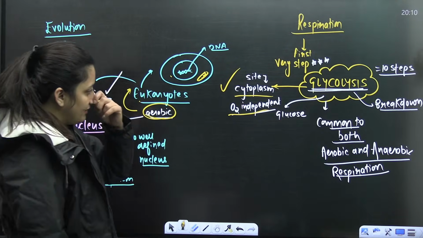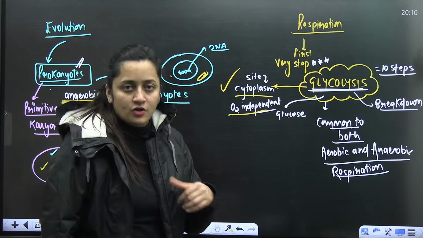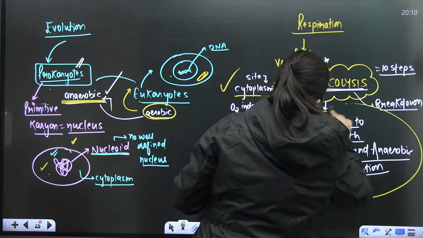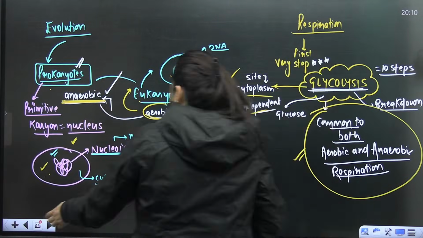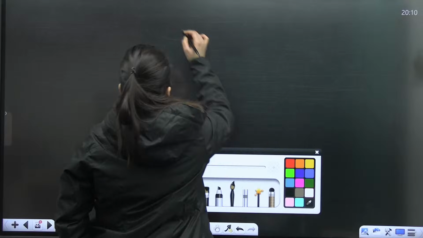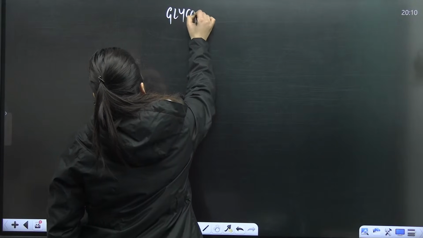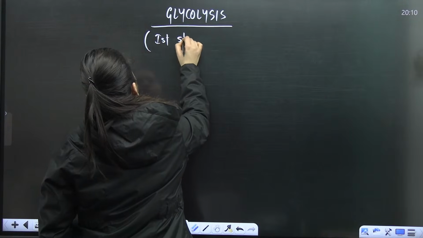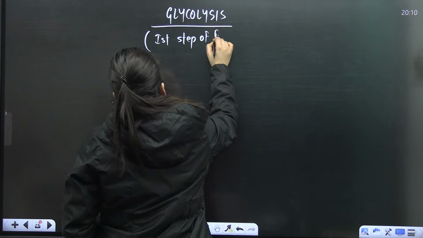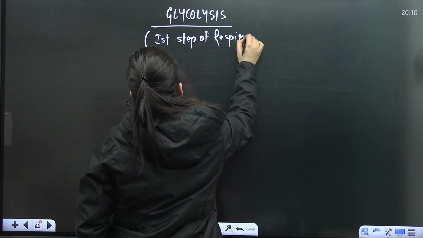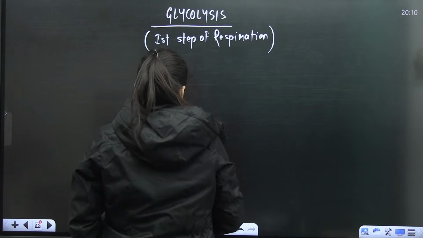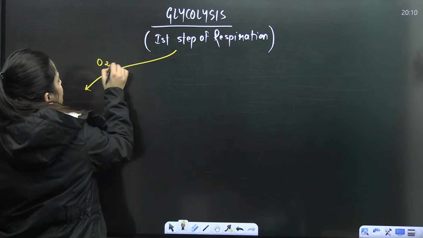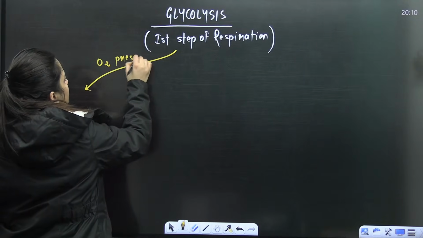Then after that, because we know that conditions changed, accordingly the ways changed. So the very first step is glycolysis, which is common to both aerobic and anaerobic respiration. So keep it in your mind. This is the first step of respiration, be it an aerobic organism or an anaerobic organism. This is the very first step here. Am I clear?